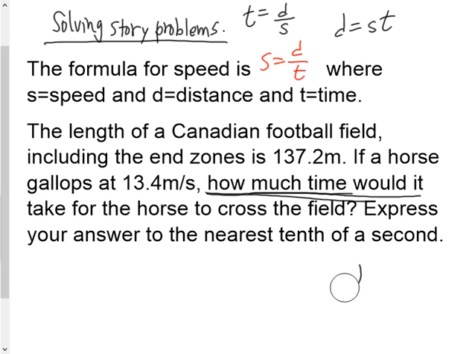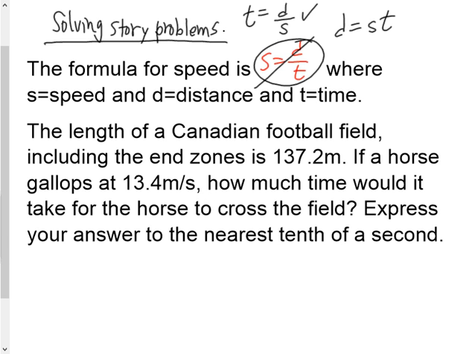So you can do that with any type of formula. If you're given a formula, you can isolate the variable that you're looking for to create a formula just for that particular question. So since I'm looking for how much time, and all three formulas work, I'm going to use the formula for time. So time equals distance divided by speed would then mean that distance is 137.2 and the speed is 13.4. So therefore the time would be whatever that is, and it works out to be 10.2 as an answer.